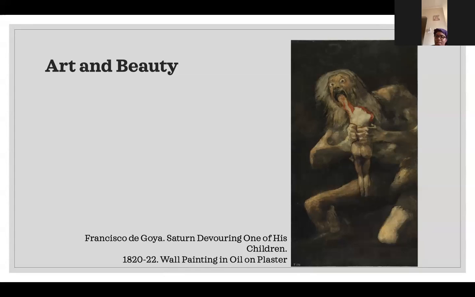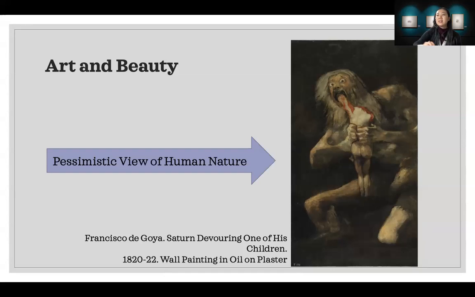So this is Francisco de Goya's painting, Saturn Devouring One of His Children, and he witnessed the terrible acts of cruelty, stupidity, warfare, and slaughter. So he expressed his increasingly pessimistic view of human nature. Yep, very good, everyone.